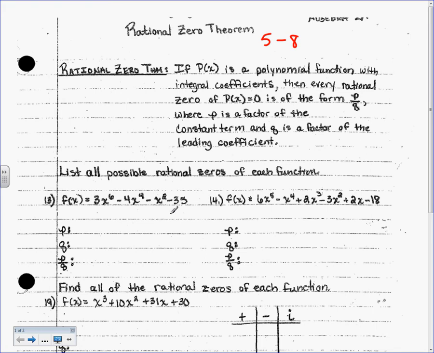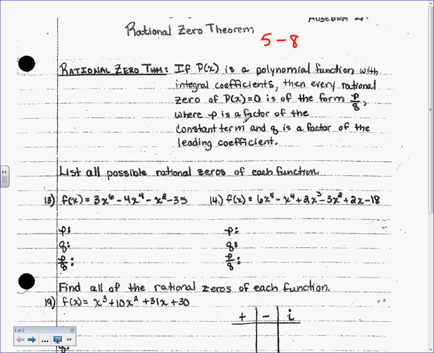So this is the rational zero theorem. If p of x is a polynomial function with integral coefficients, then every rational zero of p of x equals 0 is of the form p over q, where p is a factor of the constant term and q is a factor of the leading coefficient. That's a lot of stuff. I know that, okay? So here's what we're going to do. We are going to break down all that vocab. Blah, blah, blah, p over q. That's what we're going to focus on, p over q.